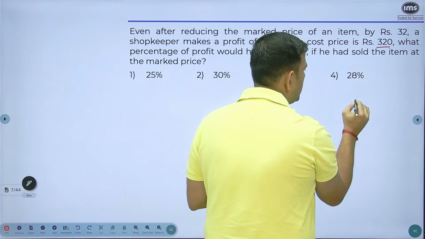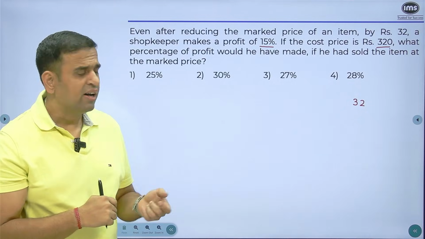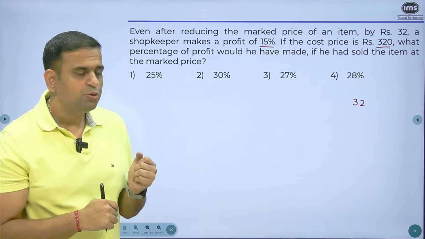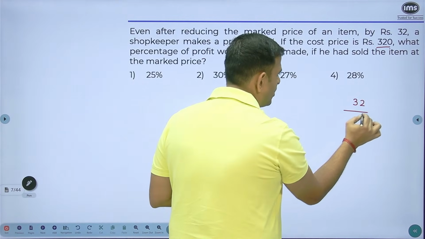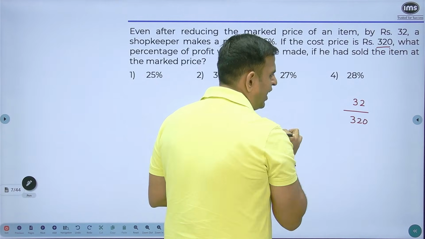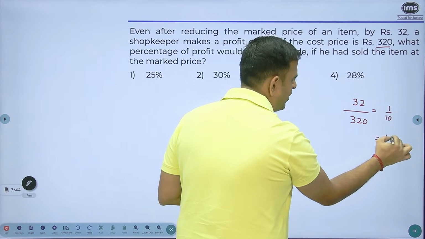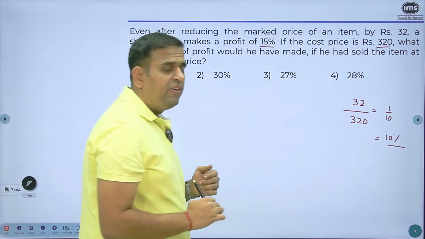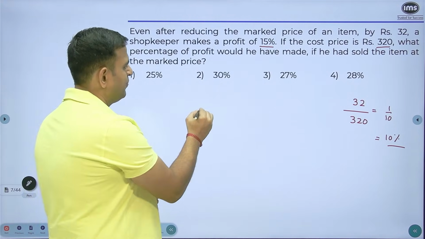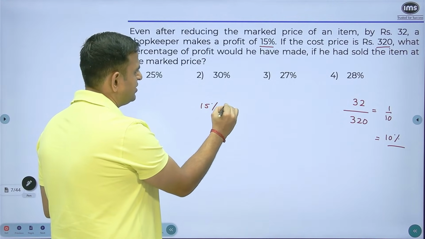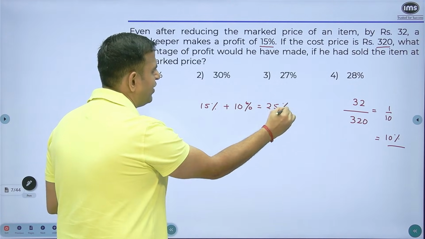Understand, my profit will be enhanced by what percentage? For that, I just need to know 32. This is a reduction which was done on the mark price. If I don't do that, this 32 will give me extra profit, right? So I just need to ask myself, 32 represents what percentage of the cost price? And this is nothing but 1/10. Or if I talk in terms of percentage, it will give you an additional 10% profit. So it will be 15% plus the 10%, and this will lead to a simple 25%.